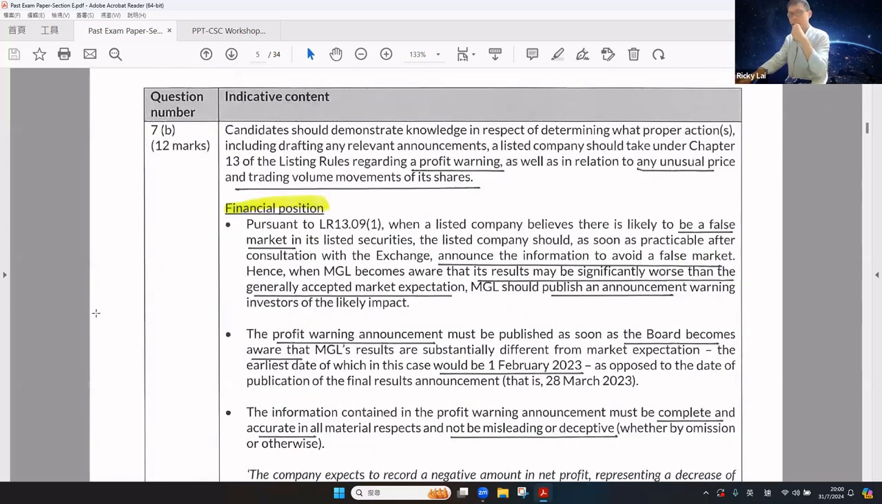Okay, now let's take a look at part B, where the answer is really practical, covering financial position and also the market rumor.